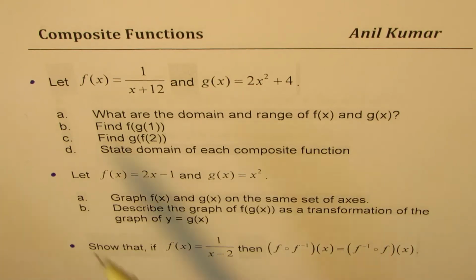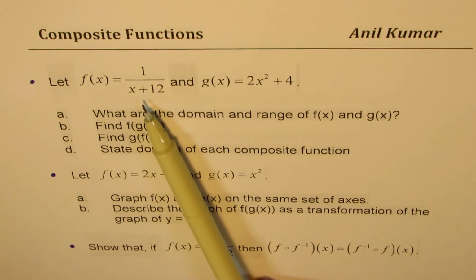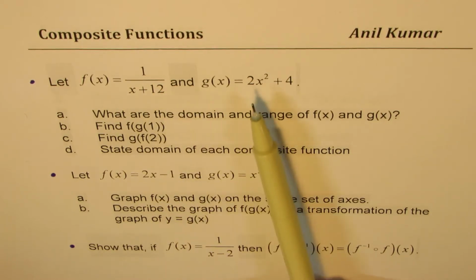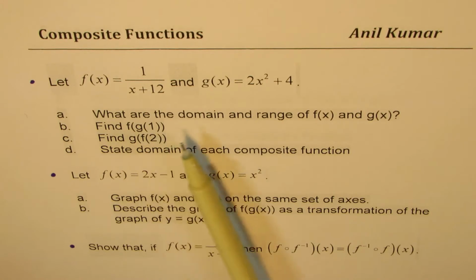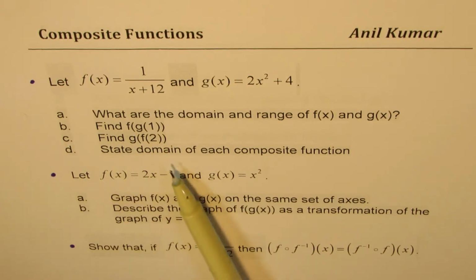The first one here is, let f of x equal 1 over x plus 12 and g of x equal 2x squared plus 4. What are the domain and range of f of x and g of x? Find f of g of 1, find f of g of 2, and state the domain of each composite function.